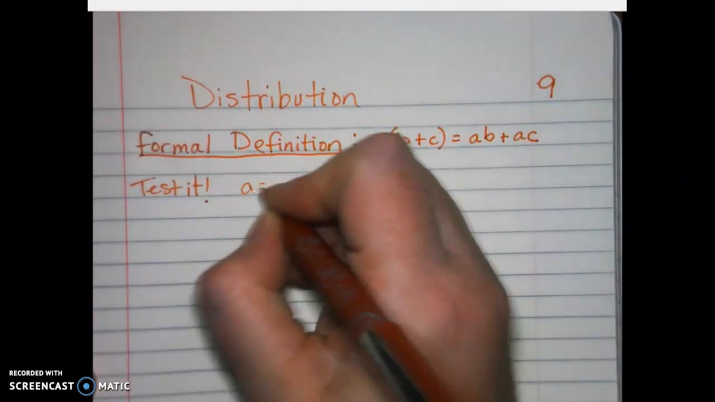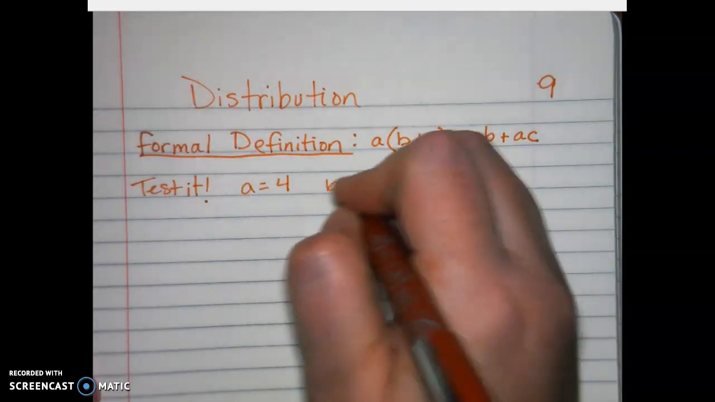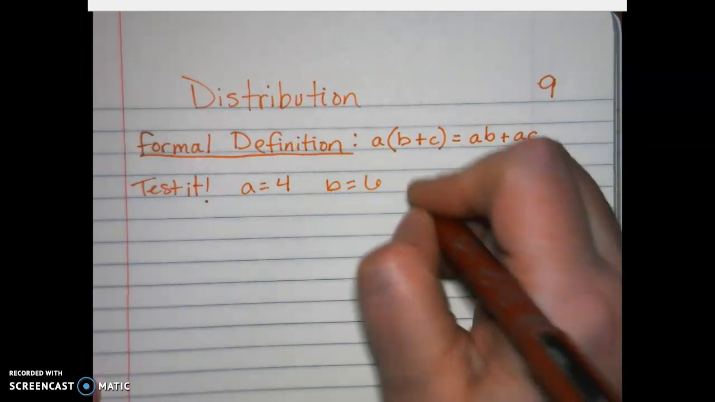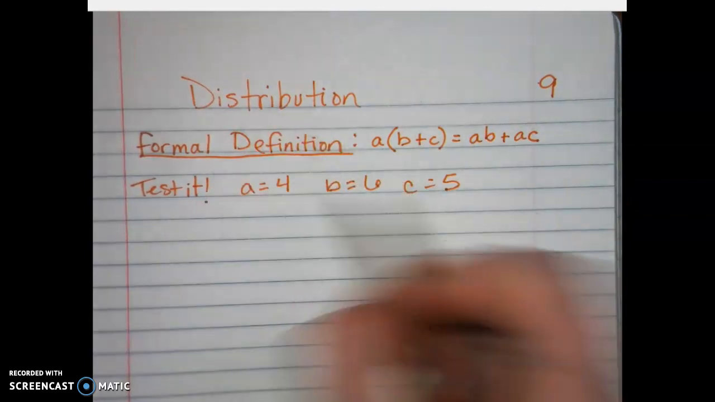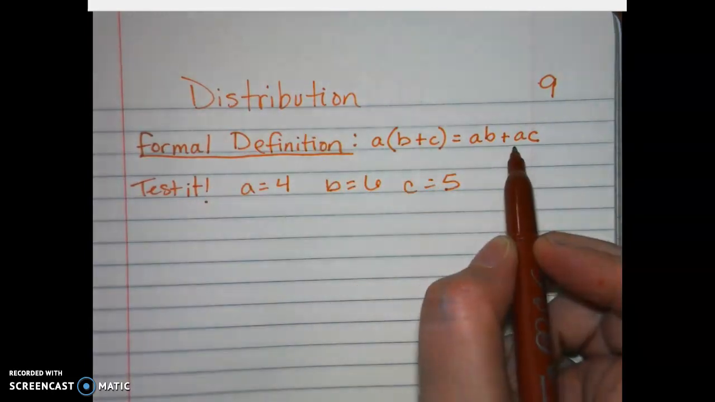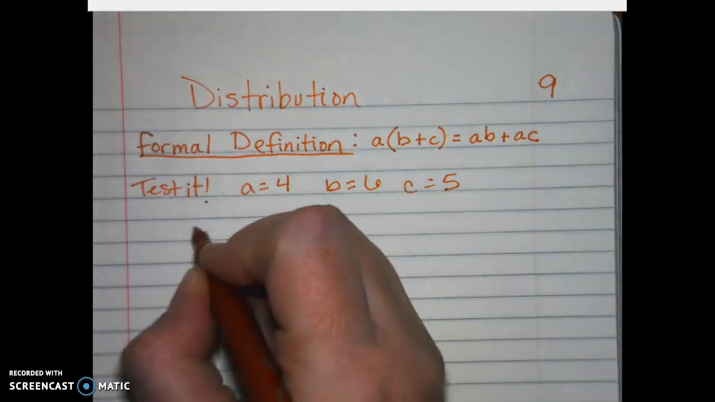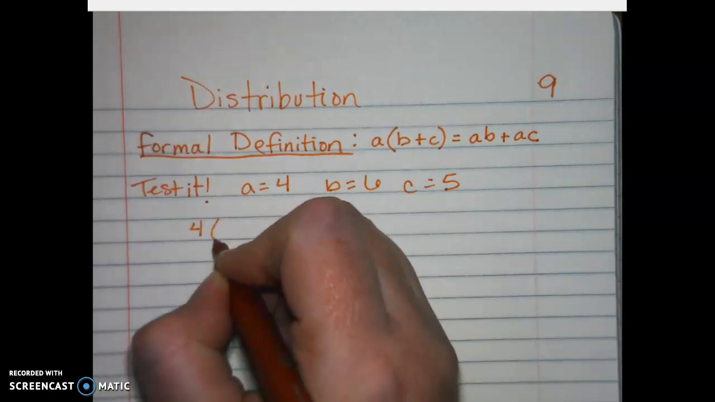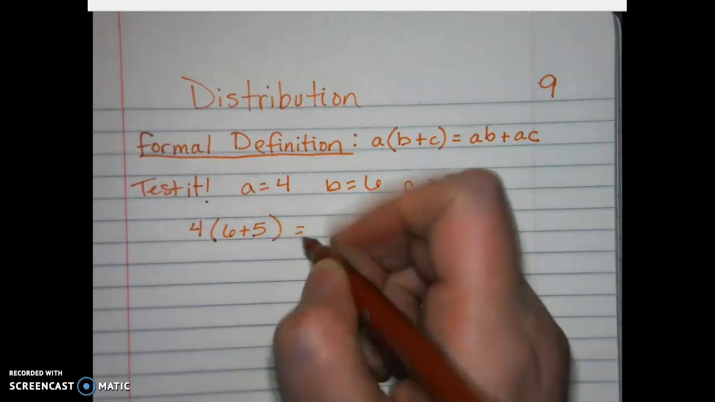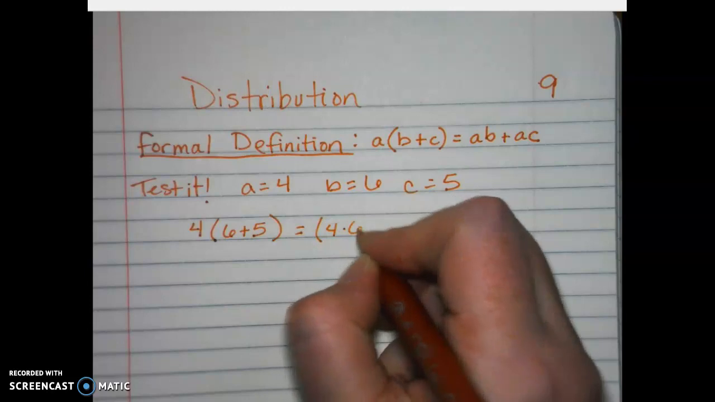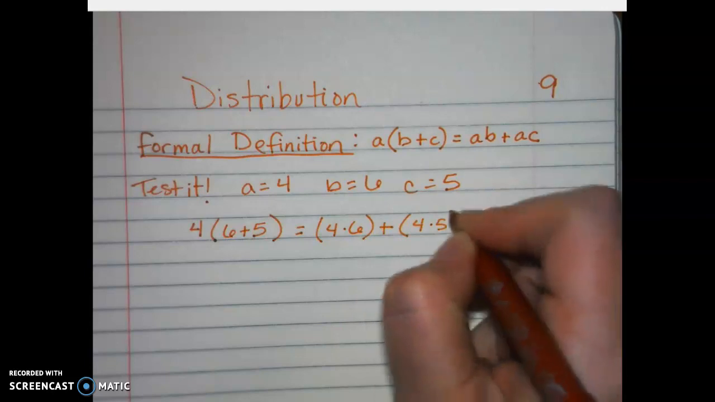We're going to make A be 4. Get it? B4, haha. B equals 6, and C equals 5. Okay, so now I'm going to plug all those into this and just double check if it actually is true and if it works. So I've got 4 times 6 plus 5 equals 4 times 6 plus 4 times 5.